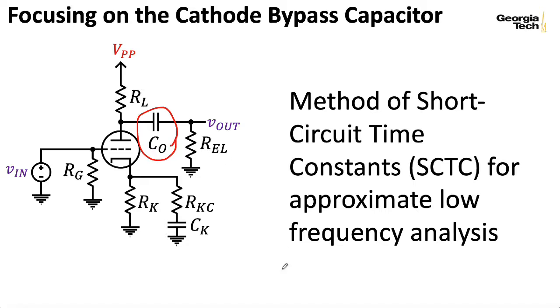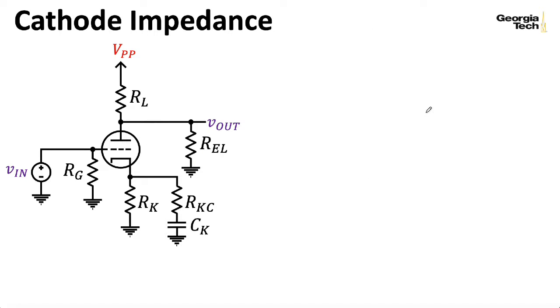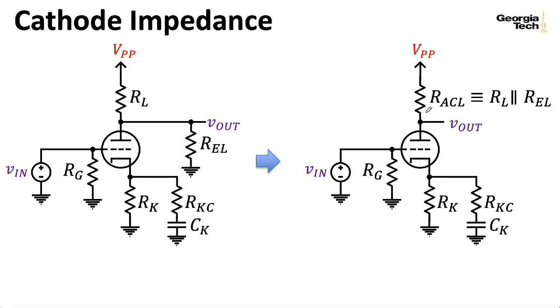Now, in the last lecture, we focused on this coupling capacitor, and using the approximation method of short circuit time constants for low frequency analysis, we shorted this cathode capacitor in order to focus on this coupling capacitor. In this lecture, we're going to go the other direction, and we'll focus on this bypass capacitor here, in which case, according to the SCTC method, we will short the coupling capacitor. That's convenient since for the rest of the lecture, I can replace R_L in parallel with E_L with a single resistance that I'll call R_ACL.